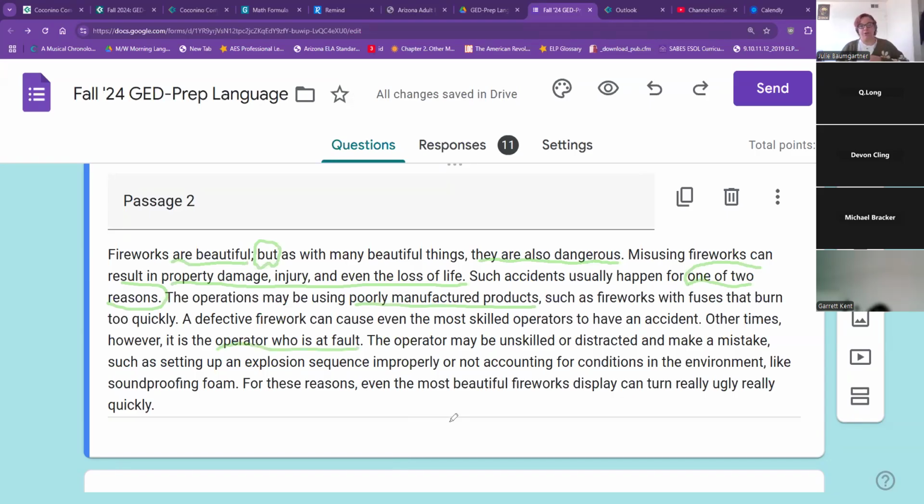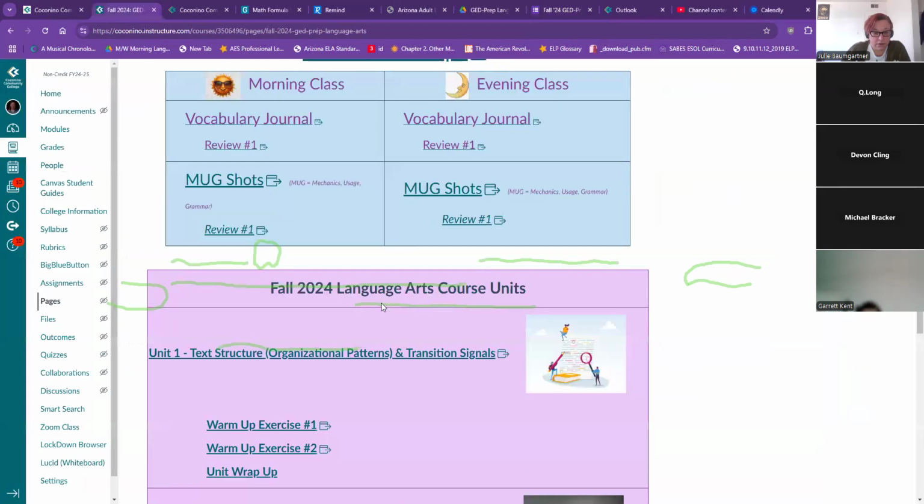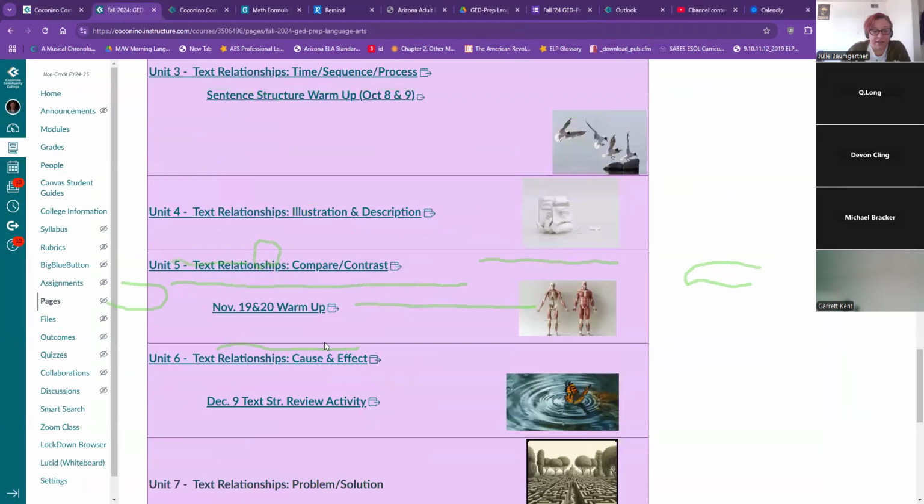So good. Hopefully you guys are, and I know we haven't spent as much time on cause and effect as we have with others, but we looked at it in Wednesday's class. We just had a new unit on that. So if you need more practice or more exposure to what cause and effect texts look like, definitely take a look at units. I want to say it's unit 6. Unit 6. Okay.